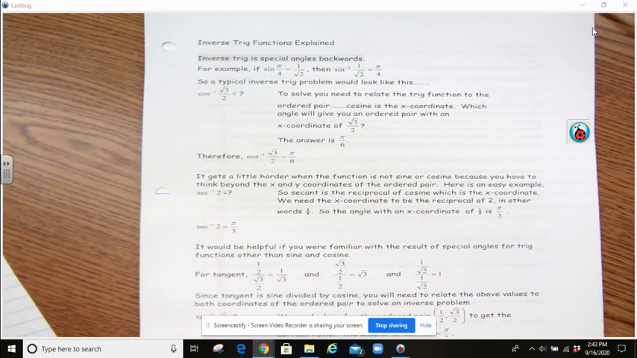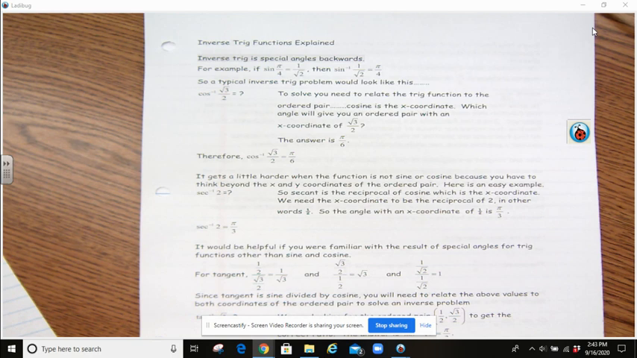Okay, so this should be a quick review of inverse trig that you learned back in the spring. The good news is if you can evaluate special angles, which you should all be able to, we practiced it a lot and did it plenty last year. Inverse trig is just special angles backwards.